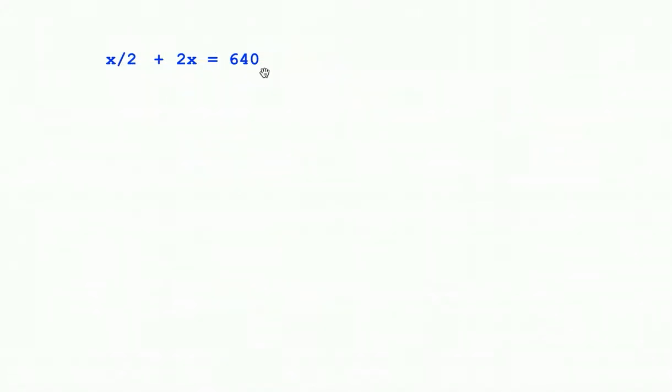Multiply everything with 2, you will get 4x plus x, 5x equal to 1280. After simplification, 5x is 1280. Okay, 4x plus x, 1280. That is correct. 1280 by 5 is how much? 1280 by 10 is 128. So 128 into 2, 256. Okay, you got the point? Yes, x is 256. Let's go back to our original problem then.